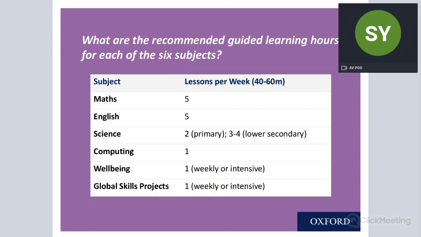So the first question here relates to the delivery of the 6 subjects, and I see some of the questions are around flexibility as well. This table just gives you an idea of how the program is structured. So assuming 36 teaching weeks, we would have 5 lessons per week in maths and English, 2 for science at primary level, 3 to 4 for lower secondary, and 1 weekly lesson each for computing, well-being, and global skills projects.